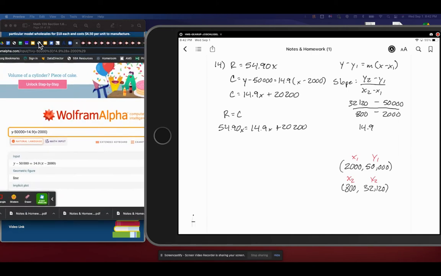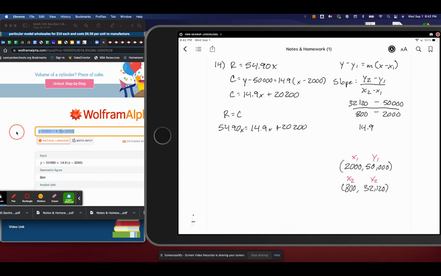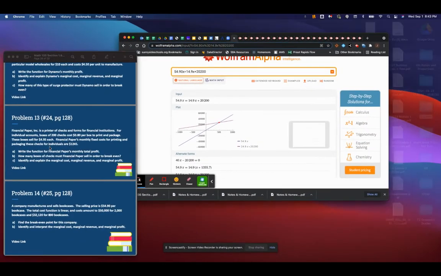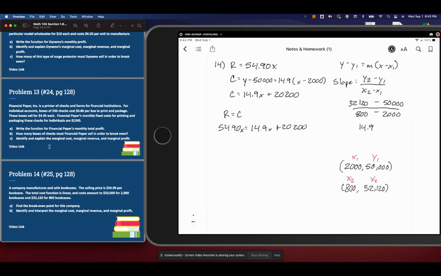Okay. Giving that one to Wolfram for sure. So we've got 54.90x is equal to 14.9x plus 20,200. We get 505. So this company needs to produce 505 bookcases to break even. Produce and sell 505 bookcases to break even.